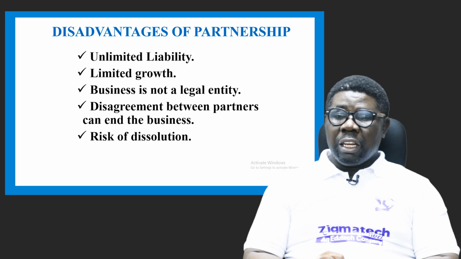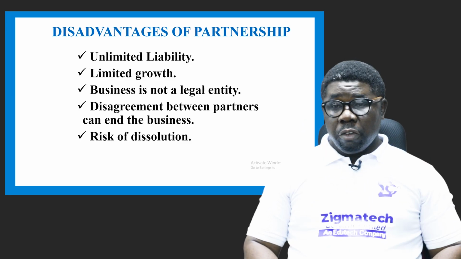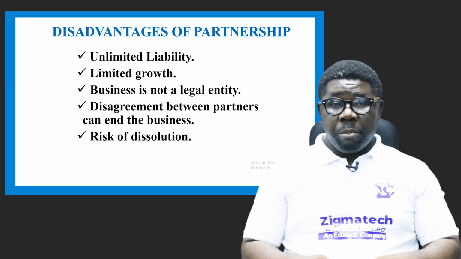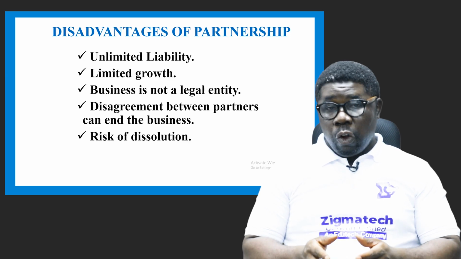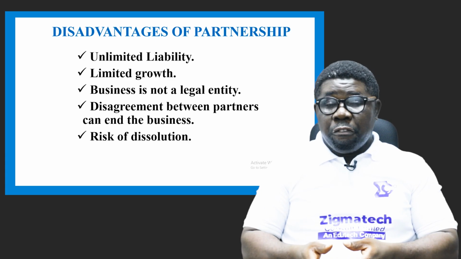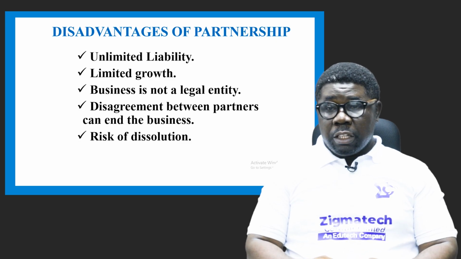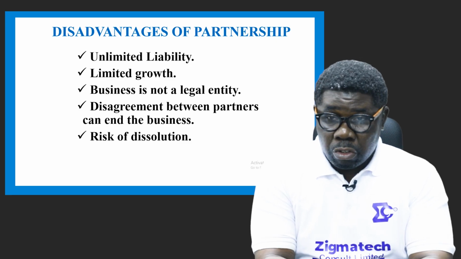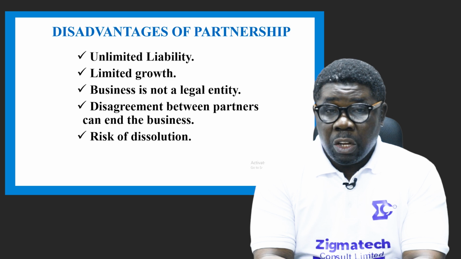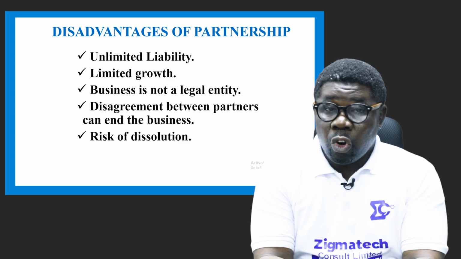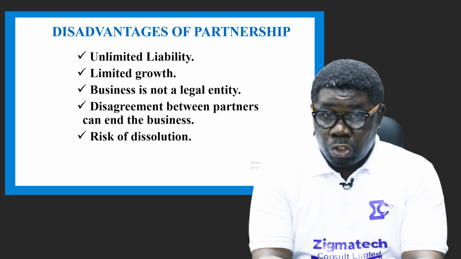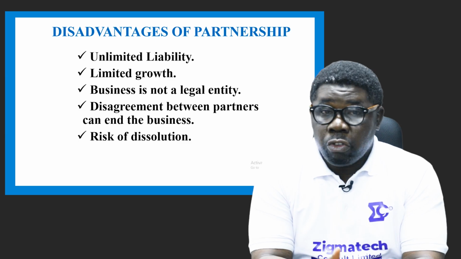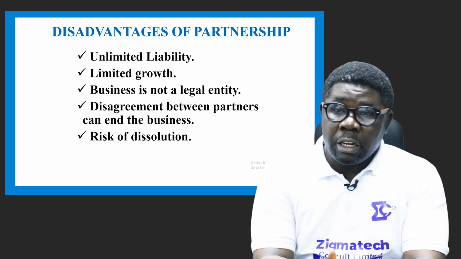Then the business is not a legal entity. I've already mentioned it. Because of that, the business and the owner are one. What happens is that if the owner is having a challenge, of course it will affect the business itself, and it will be a problem for the business. So it doesn't help the business in most cases to continue successfully. If any partner withdraws, most likely they will have to end the partnership or readjust it to a different structure. So that also is a problem. It alters the business stride to success.